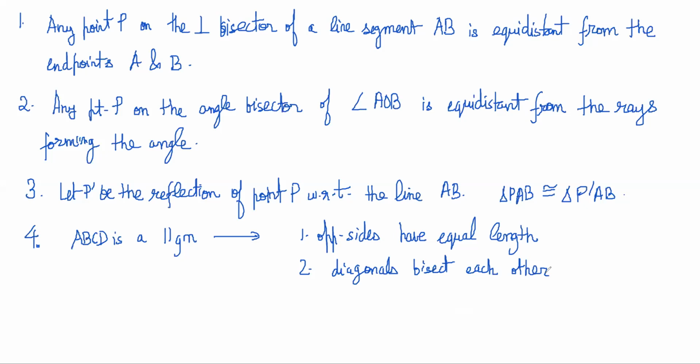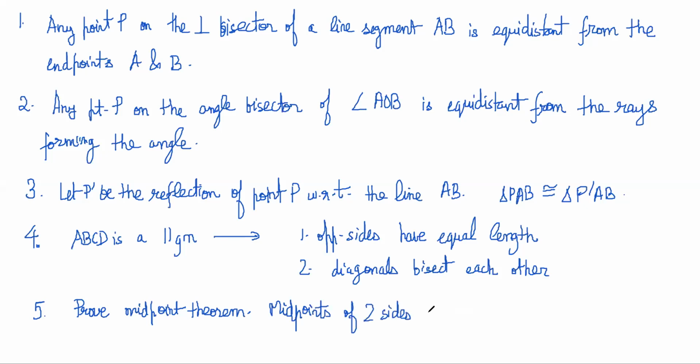Then, prove the midpoint theorem. The midpoint theorem is, if you join the midpoints of two sides of a triangle, the segment joining them is parallel to the third side and equal to half the length of the third side.